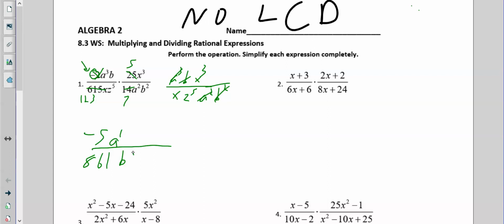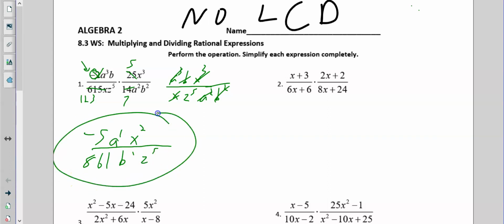I have my x here and x cubed here. Where do I have more? On the top. 2 more. And there are no z's on top, so I just write z over 5, and I am finished.